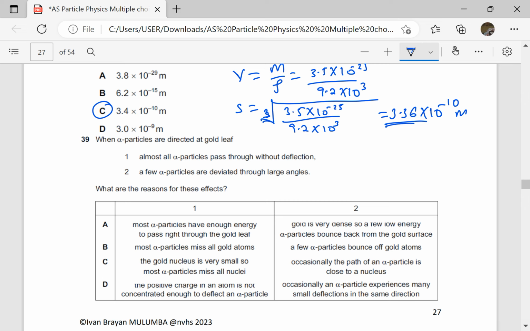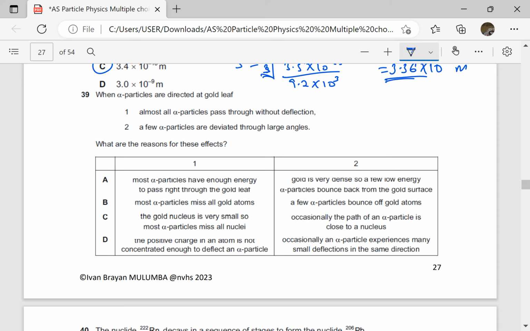When alpha particles are directed at a gold leaf, almost all alpha particles pass through without deflection. A few alpha particles are deviated through large angles. What are the reasons for these effects? If almost all pass through, it's because most of the atom is empty space. If a few are deflected, it's because most of the mass is concentrated in a positively charged nucleus.